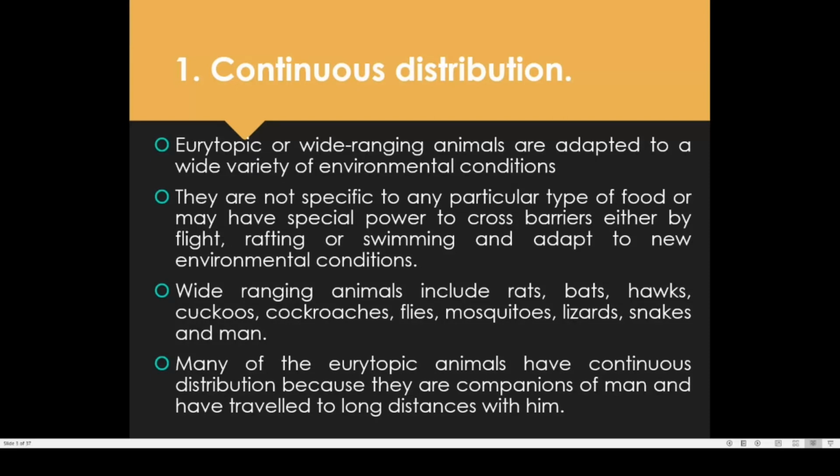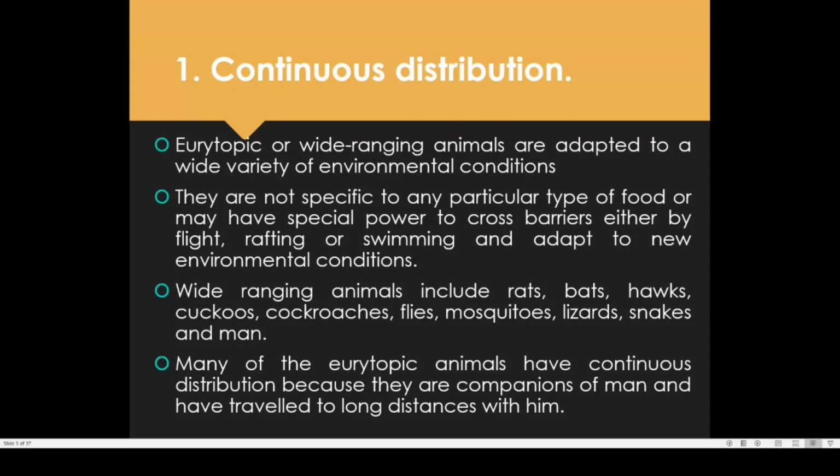That is the case of the housefly. The housefly, Musca domestica, is present all over the world. Then certain lizard species and snakes are also present in a wide range of environmental conditions. Most of these eurytopic animals exhibit a wide range of distribution, have a continuous distribution because they are companions of man, or have traveled a long distance with him.